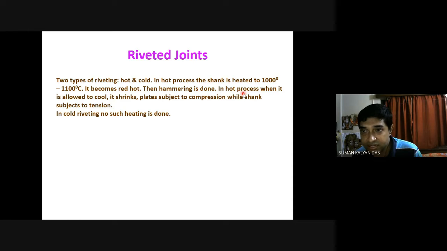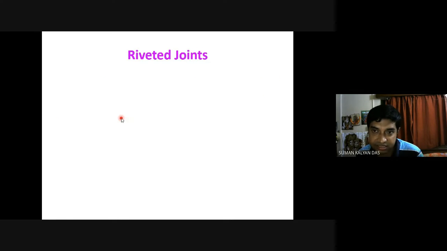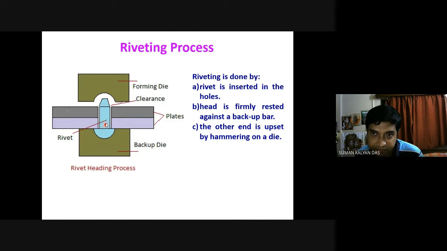So as you can see here, same thing as I told, in the hot process, when it is allowed to cool, it shrinks, plates are subjected to compression, and the shank will definitely be subjected to tension. As the shank contracts, it pressurizes the two plates, so the plates aren't allowing the shank to contract to its actual position. So in this process, the shank is subjected to tensile stress, whereas the plates are compressed. Everybody got the point, right?